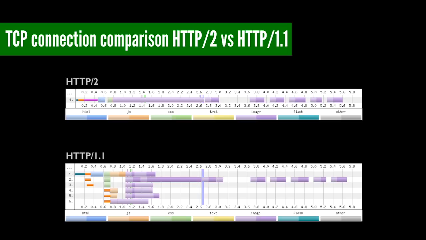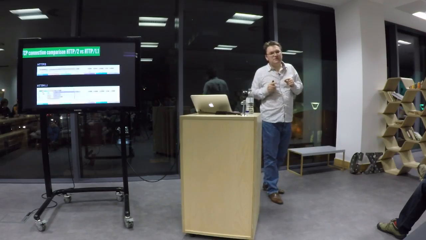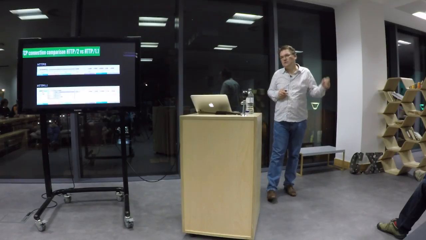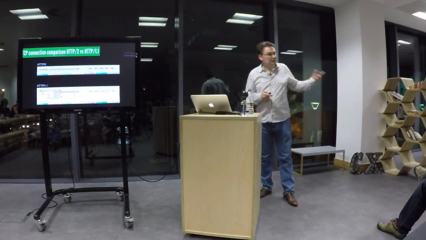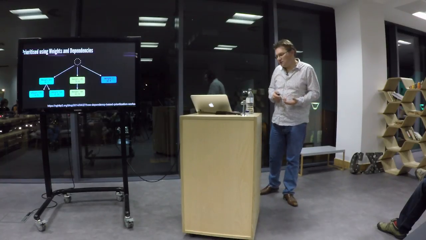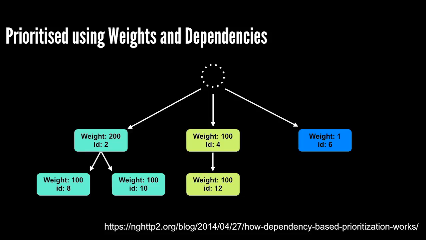So the real challenge is, if I'm going to send frames over a single connection, how do I, as a server or a browser, understand what's the order to send those frames? How do I prioritize them? And HTTP 2 has this prioritization scheme that's based on weights and dependencies. And what this means in this case is we've got 3 dependents on the root in the beginning. One's got a weight of 200, one's got a weight of 100, and one's got a weight of 1.